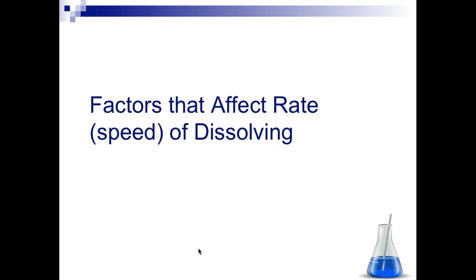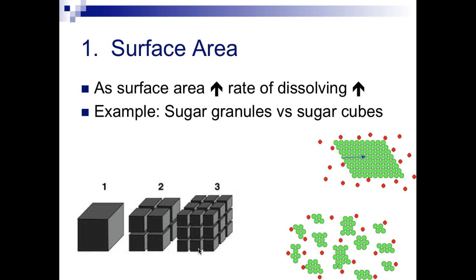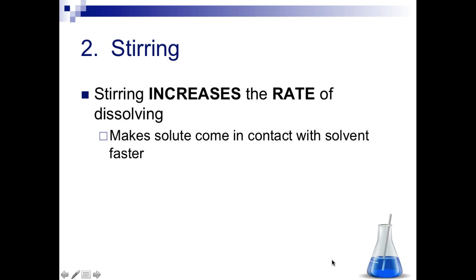Now we're going to talk about the factors that affect the rate or speed of dissolving. So surface area. As your surface area increases, the rate of dissolving increases. For example, sugar granules versus sugar cubes. It's going to take a sugar cube a lot longer to dissolve than granules because the granules are smaller clumps of sugar molecules, and so the water's going to be able to get around these very fast. It's going to take a long time for these water molecules to get anywhere near those inner sugar molecules, so the cubes are going to take a lot longer to dissolve because they have a smaller surface area as opposed to the granules, which have a larger surface area.